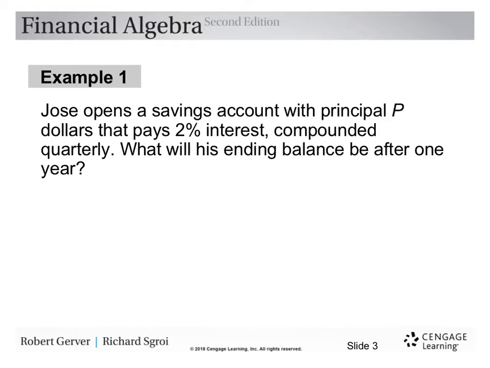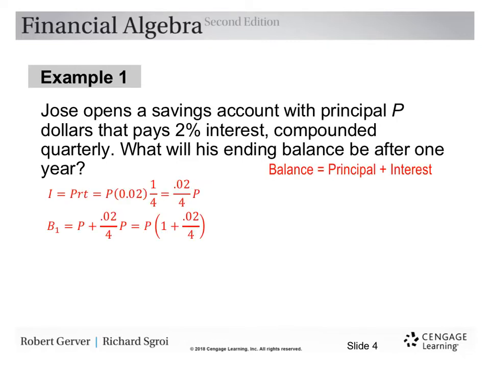All right, so let's look at an example. Jose opens a savings account with principal P dollars that pays 2% interest compounded quarterly. What will his ending balance be after 1 year? Well, first of all, his balance is going to equal whatever he started with plus whatever interest he's going to have earned. We talked about 2% interest compounded quarterly. That's 4 times a year.